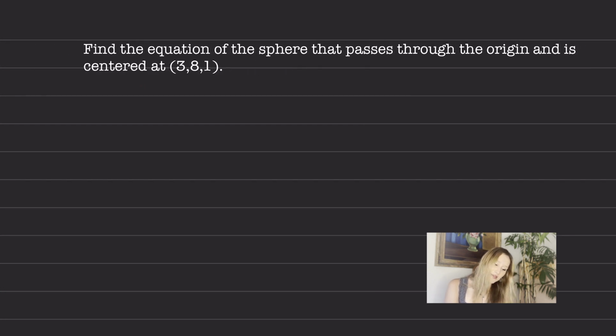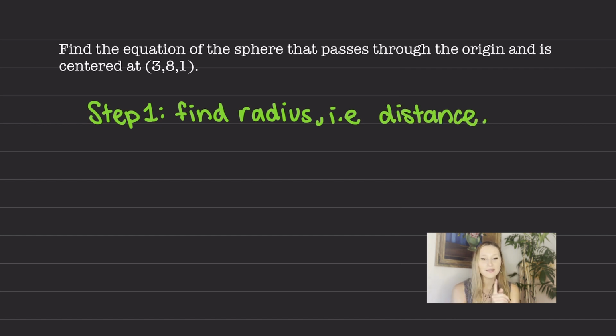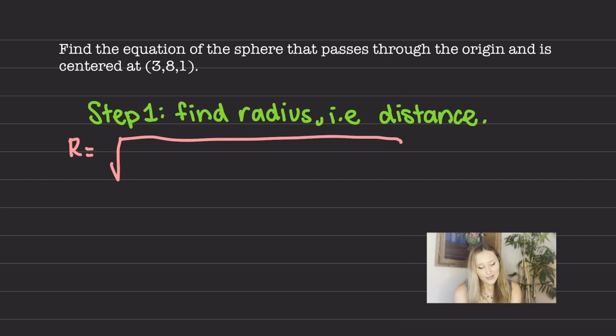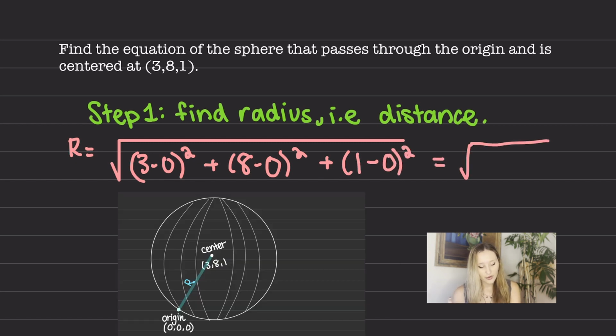All right, find the equation of the sphere that passes through the origin and is centered at (3, 8, 1). Step 1, we have to find the center and the radius, but we already know what the center is. So my step 1 is to find the radius, i.e. the distance. So r equals the square root of (3 minus 0) squared plus (8 minus 0) squared plus (1 minus 0) squared. We are just subtracting the origin from the center, 3, 8, 1, and that is to find the radius.